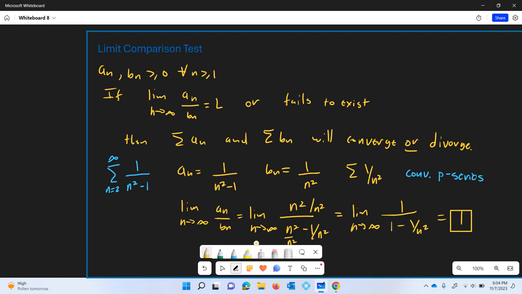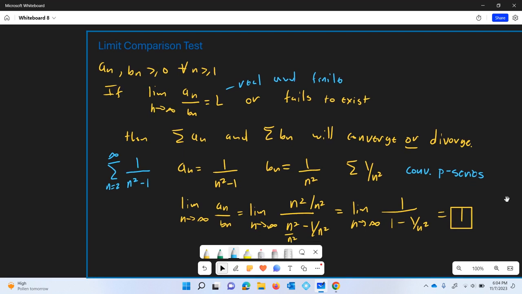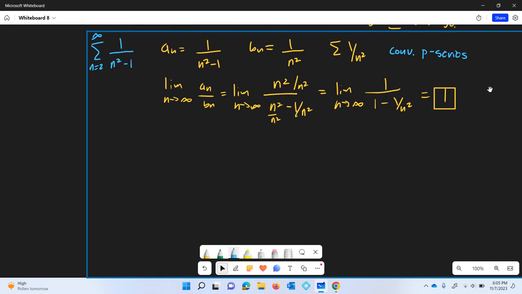This limit value has to be real and finite, and the number 1 is a real number. Because we compared it to a converging p-series, we can conclude that by the limit comparison test, the series of 1 over n squared minus 1 converges. If I were to use the integral test, you would find the same thing, that the series converges, but that may be a little more involved.